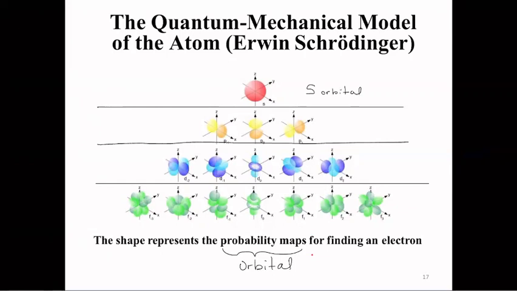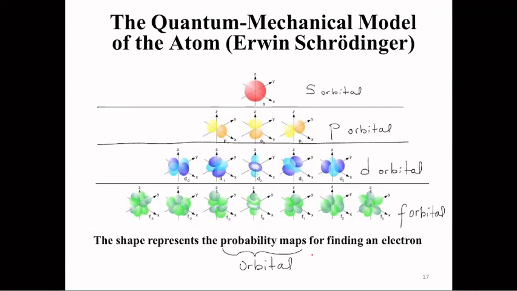This second group is called the p orbital. We also have d orbitals, and we have f orbitals. Okay, those are the 4 different maps that we have: S, P, D, and F.